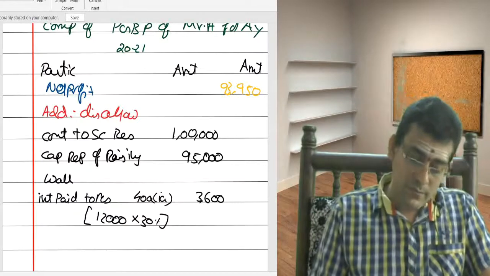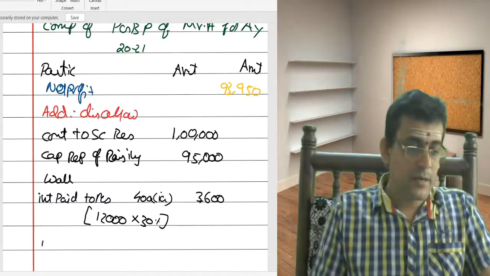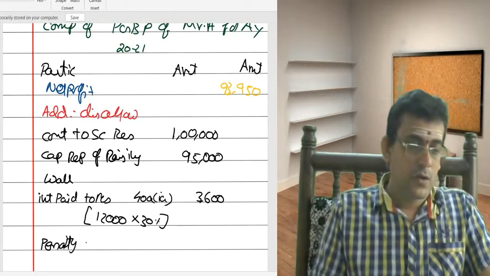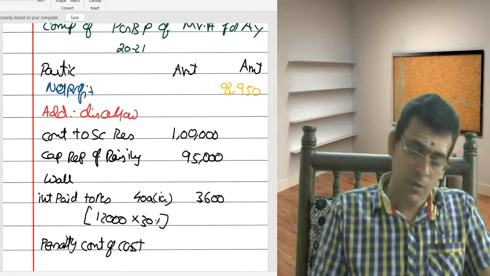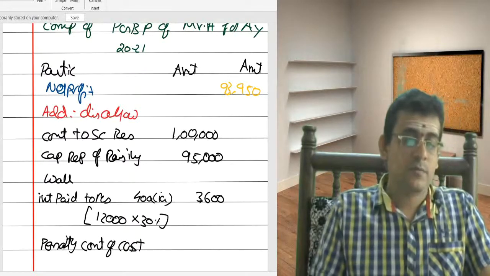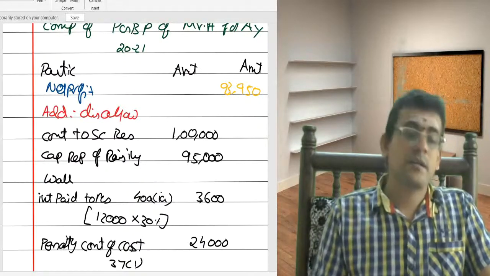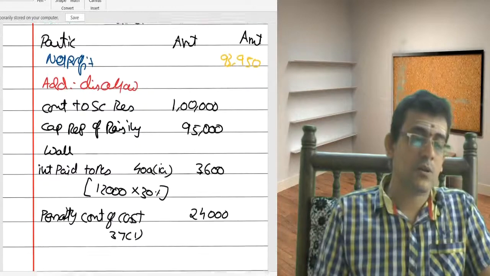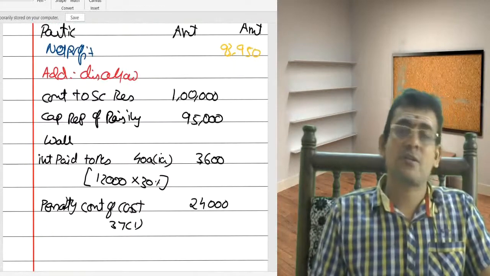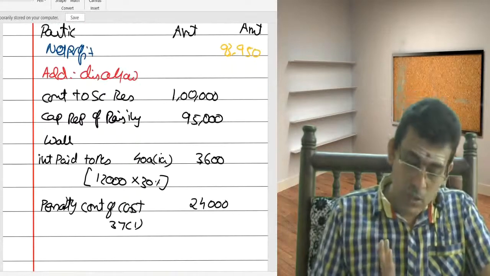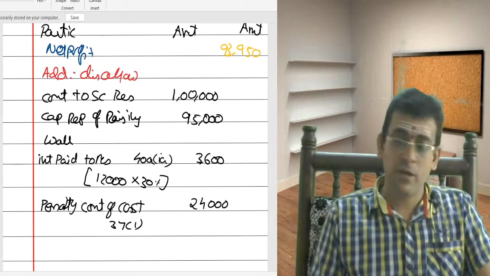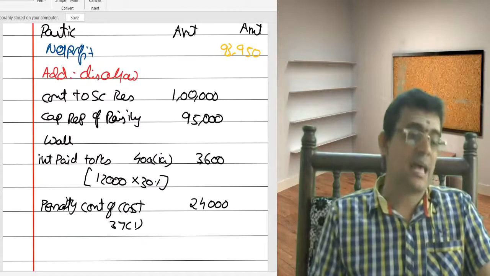Then what? He is telling you penalty paid. Penalty for contravention of CGST. What is the amount of penalty paid? 24,000. So just now we have added this point in your section 37 subsection 1. Any sort of penalty or any sort of interest in contravention of any act shall not be allowed as deduction. So what are we going to do? We are going to disallow this.